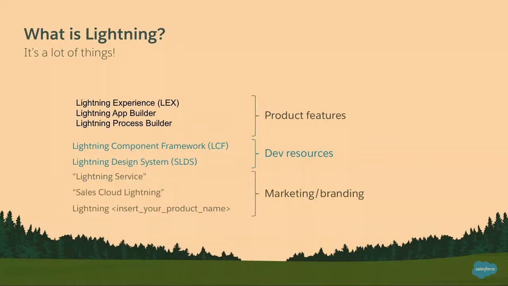And then there's some marketing and branding. So there's Lightning Service, Sales Cloud Lightning, whatever. And the key one, I'd put a My Lightning thing on here if I could find an image of it. We don't actually have any images. They're just on the banners around, okay?